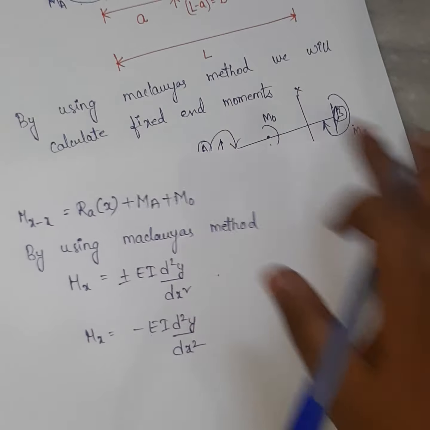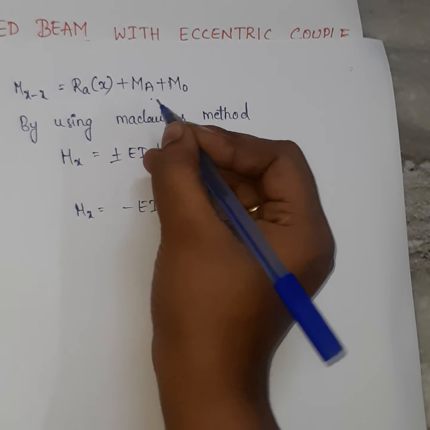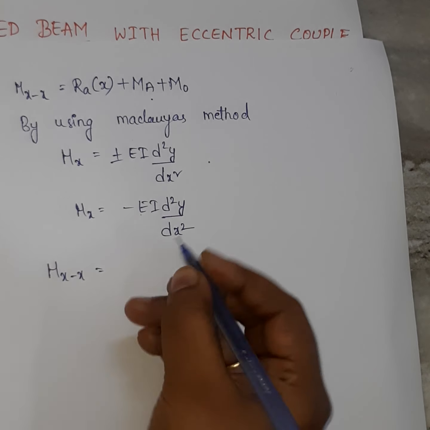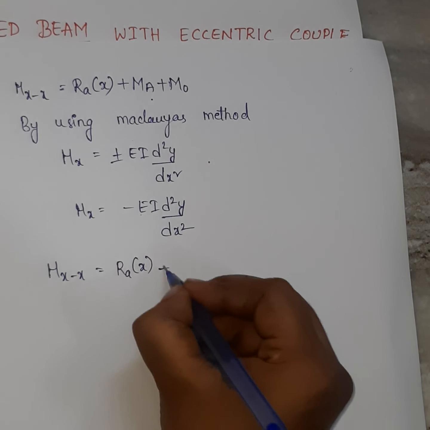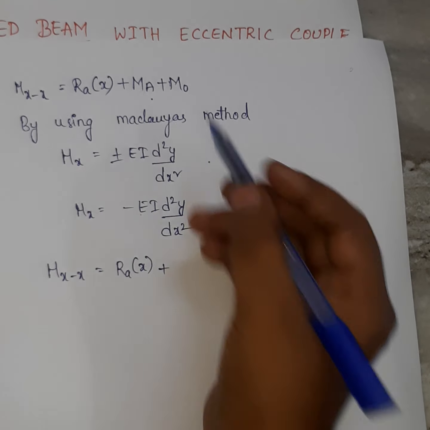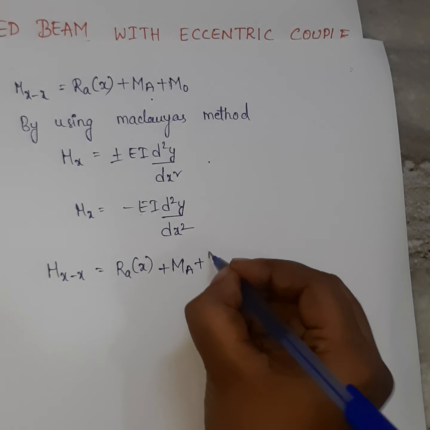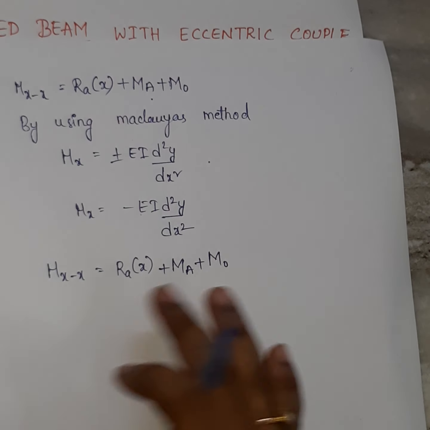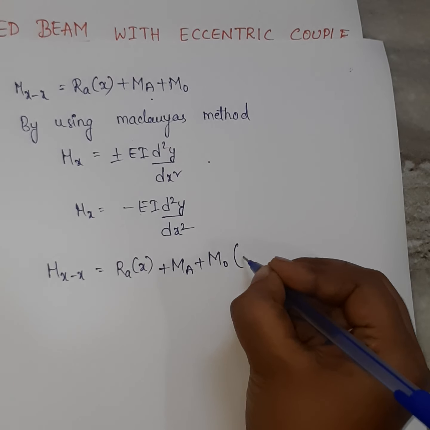Next one, every moment should be multiplied with some distance. So I am writing this as one of the rules for Macaulay's method. I think everyone will know this one. So this is moment at A and the couple is acting at some distance. Just I am assuming. So every force should be multiplied with some distance for Macaulay's method. This is the rule.